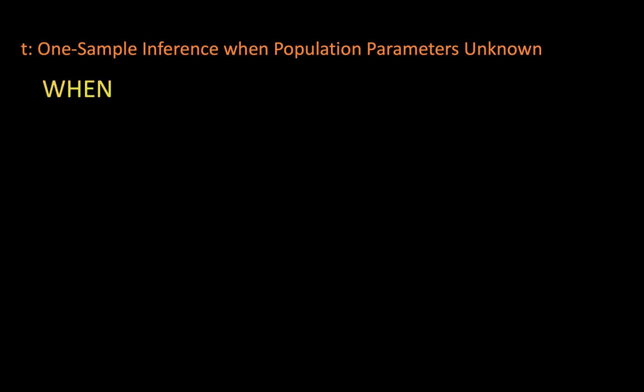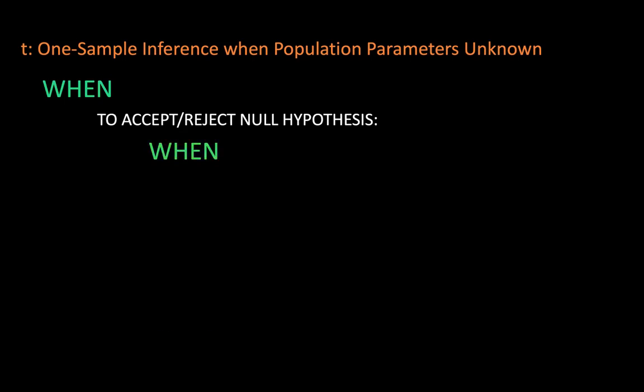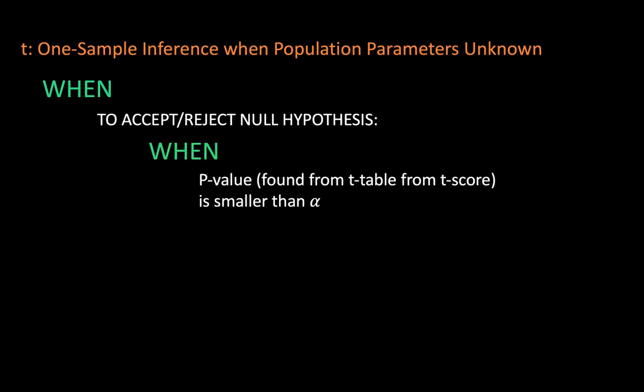So when do we accept or reject the null hypothesis? Well, when the p-value found from the t-table from the t-score is smaller than alpha, we reject the null hypothesis.